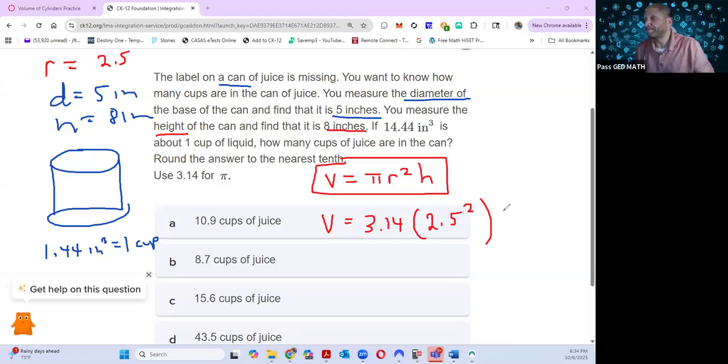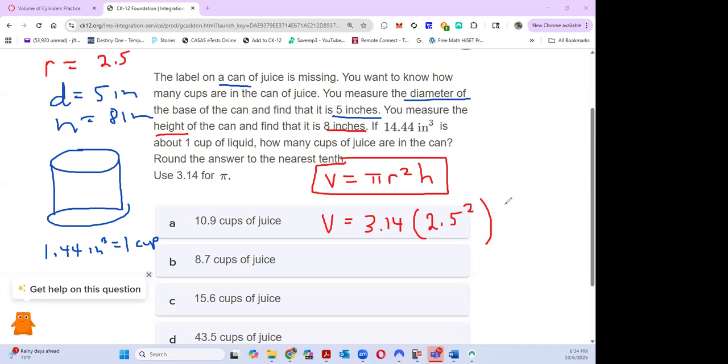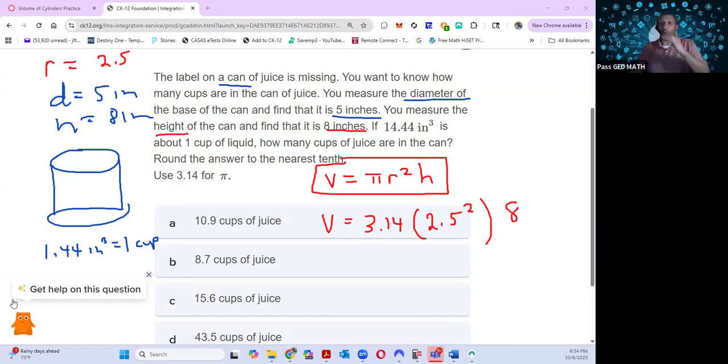What's my height? 8 inches. Yeah, you're going to throw this in your calculator. You're not going to waste time. You're not going to do this by hand. If you do this by hand, it's probably going to take you 10 minutes.